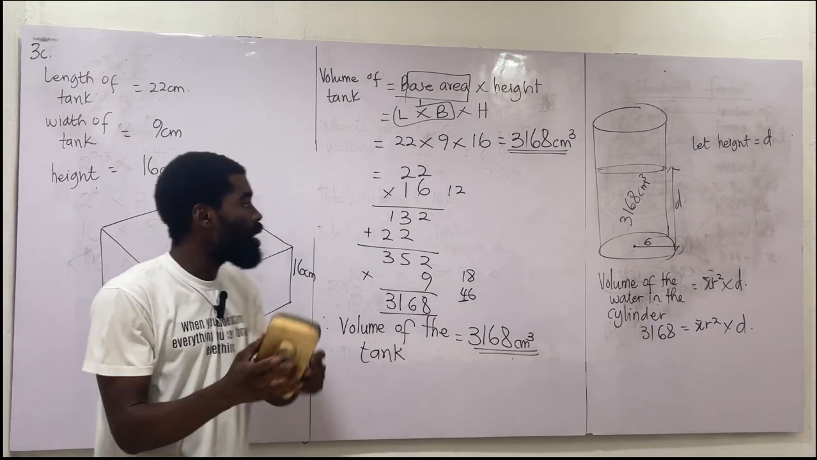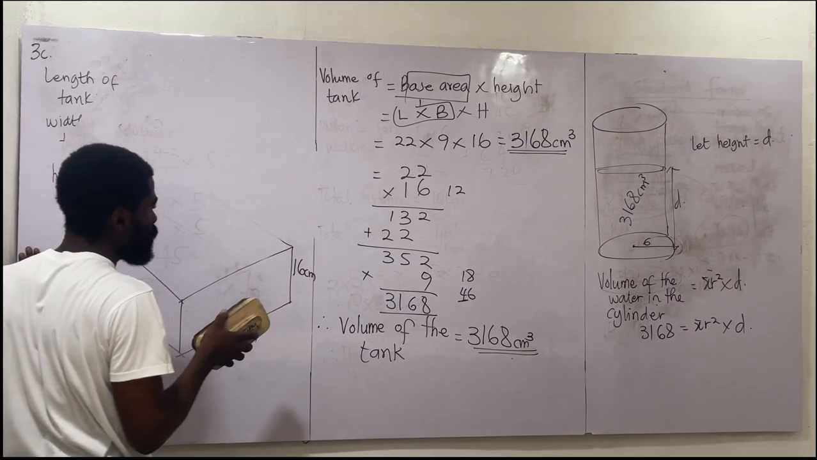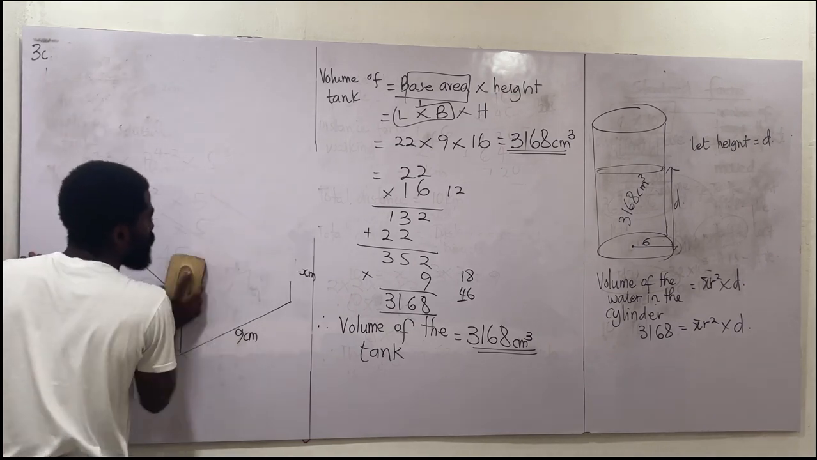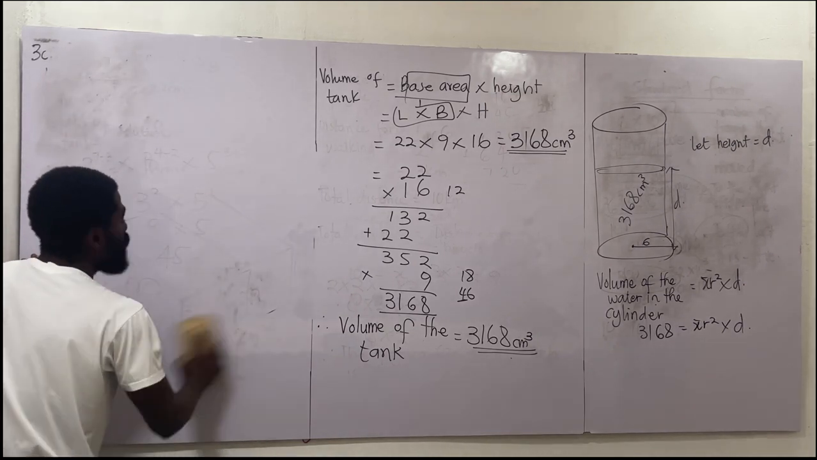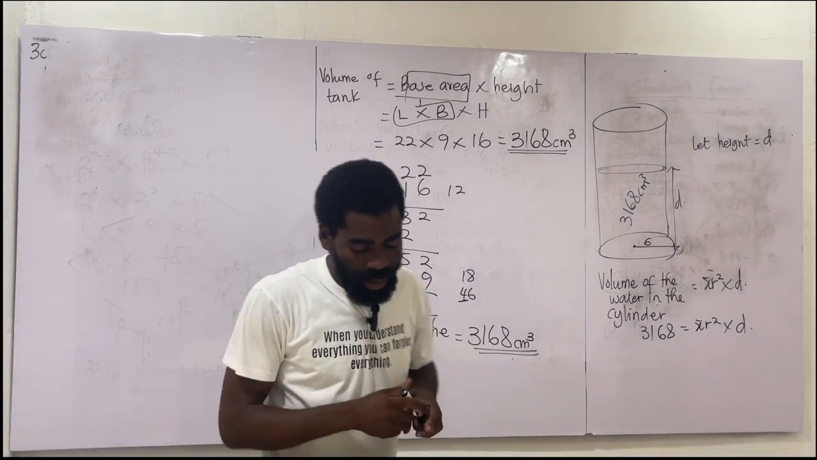I hope you're getting this. Okay, let's go into this. So now we're told to take pi as 22 over 7.